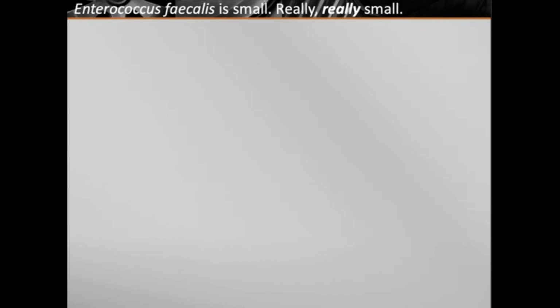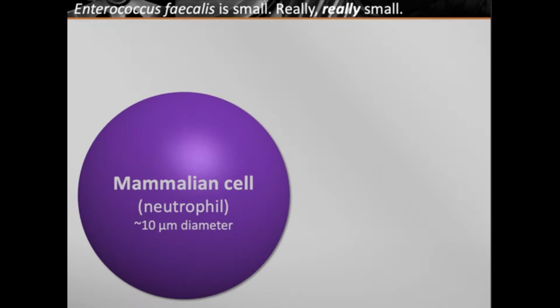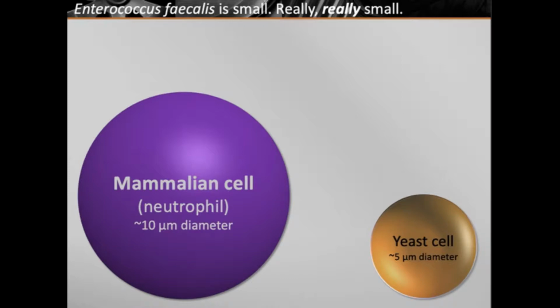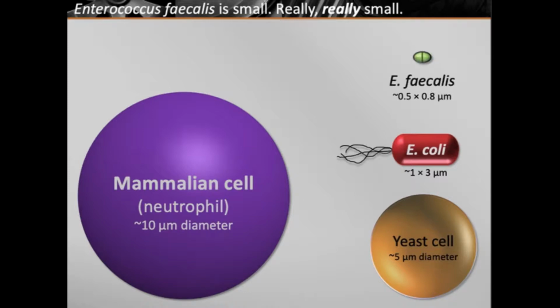Okay, before I talk about what we're actually doing, I want to emphasize this point. A lot of the things that are difficult about studying Enterococci are because they're incredibly tiny. If this is your normal neutrophil, about 10 microns, these are all to scale, and a yeast cell is about half that diameter, so that's a reasonable scale there. This is an E. coli, so it's a lot smaller. That's Enterococcus. It's really, really small.